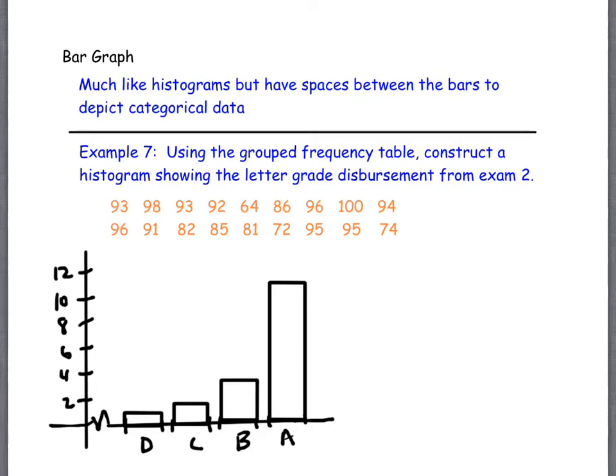I need to label everything just like I did before. These are grades or test scores or something like that. This over here is still frequency. And then these are the grades from a second exam.